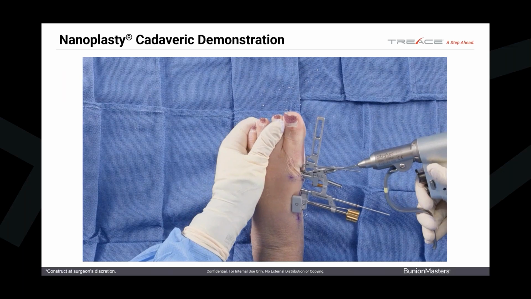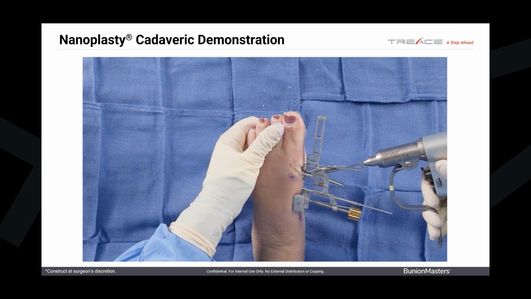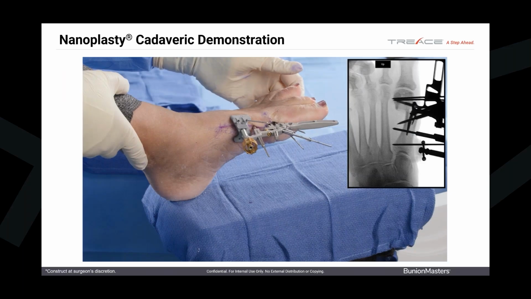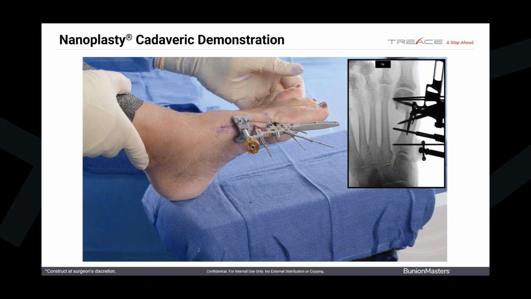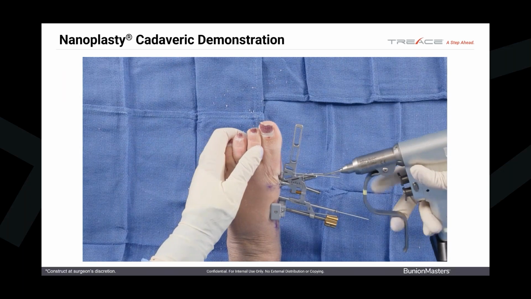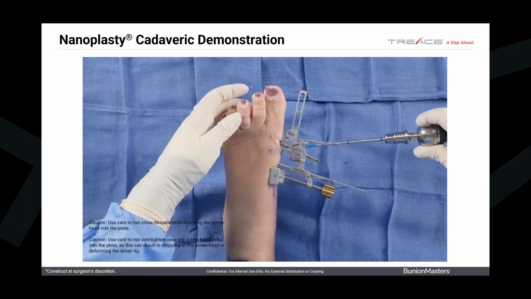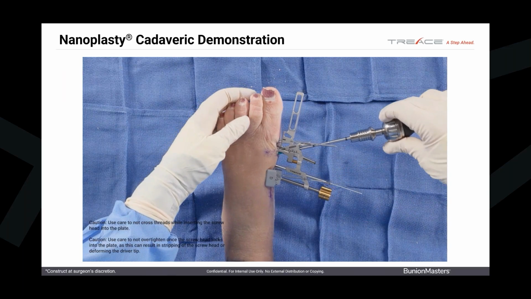So you'll go ahead and drill and look at it under fluoro and see where you line up on that drill guide for either 10, 14, or 18. And so this appears to be a 14, the way it was measured. So you will actually pull out the drill and you will actually insert the appropriate 14 millimeter screw.